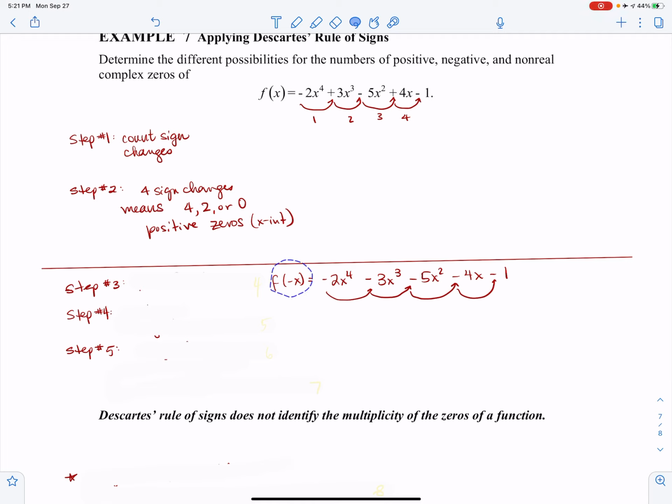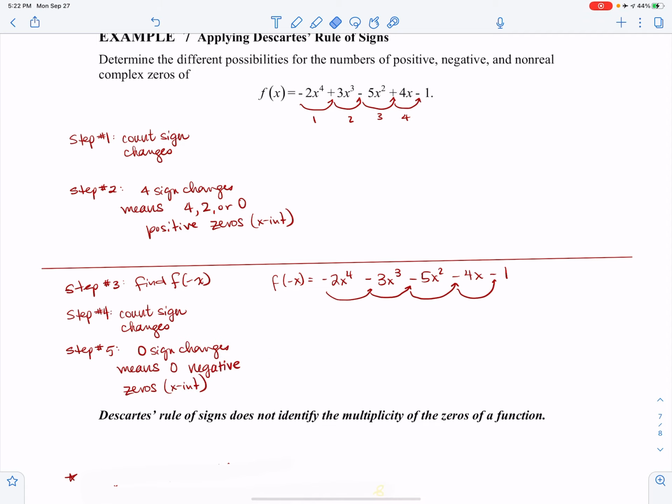But you should by now be able to figure out what f of negative x is. And you'll notice that I have no sign changes. Every one of these is negative. So the first thing you want to do is find f of negative x and count how many sign changes you have. I had 0 sign changes, so this means I have 0 negative x-intercepts, 0 negative zeros.